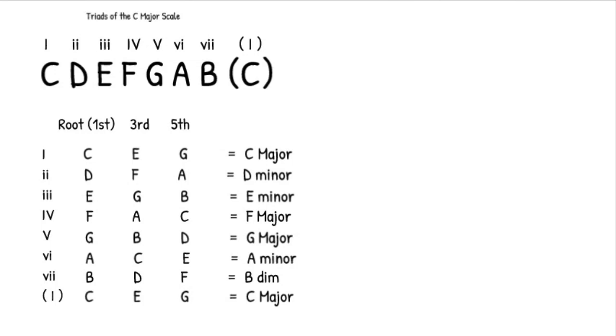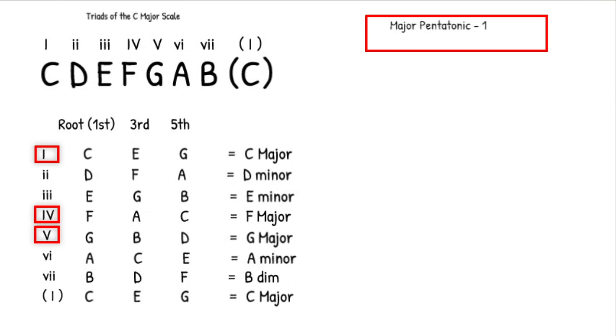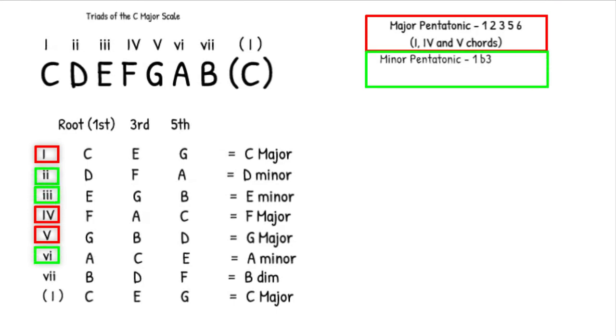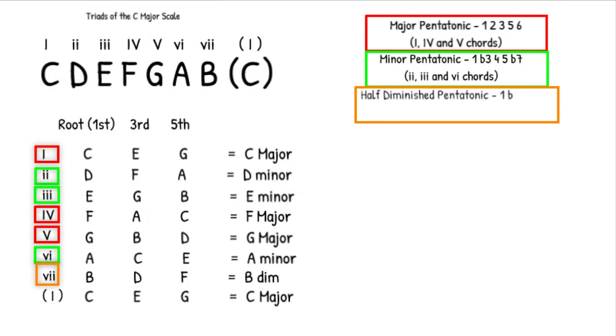Okay, let's look at the formulas to create our pentatonic scales. To create a major pentatonic, you need a root, a major second, major third, perfect fifth, and a major sixth. 1, 2, 3, 5, 6. And to create a minor pentatonic, you have a root, a minor third, perfect fourth, perfect fifth, and a minor seventh. 1, flat 3, 4, 5, flat 7. Now on the seventh, it's going to be a minor pentatonic, but we're going to lower the fifth by half a step. And by doing this, this keeps everything diatonic.